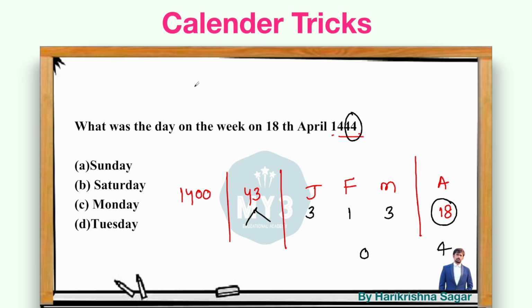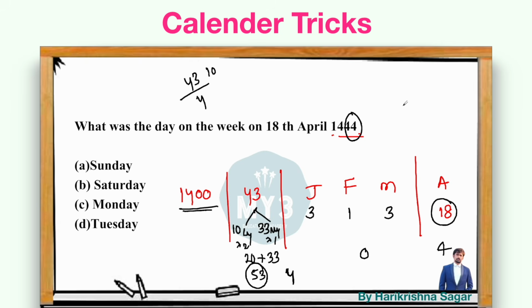And 43 means how many leap years? 43 by 4, coefficient is 10. 10 leap years are there, remaining 33 are non-leap years. Non-leap year will have 1 odd day, leap year will have 2 odd days, 20 plus 33, which is going to be 53. 7 sevens are 49, we are left with a remainder of 4. That means odd days are 4 here.